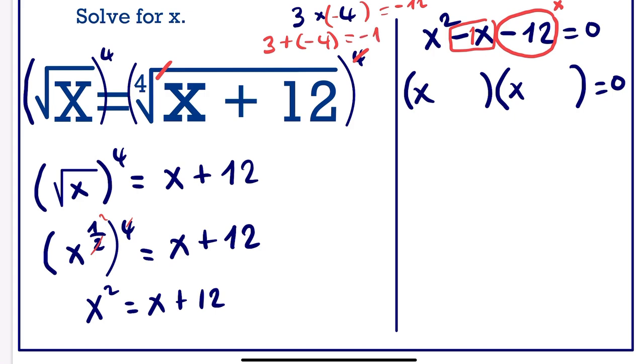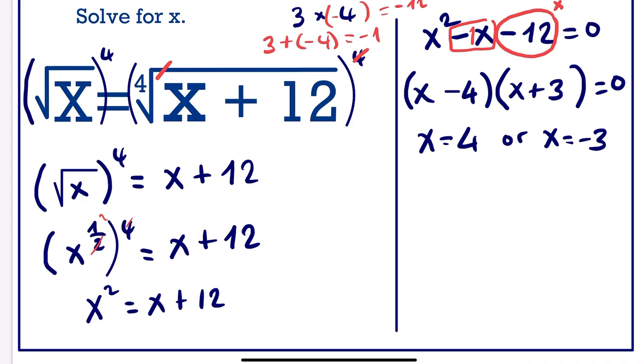So this implies the two numbers will be plus 3 and minus 4. So we can put in here x minus 4 and x plus 3. Then we can solve for x, so x will be equal to 4, or x equals minus 3. So these are the two solutions. So one of them is correct.